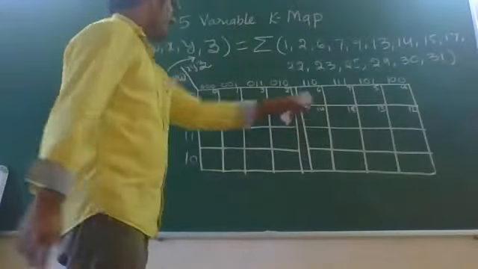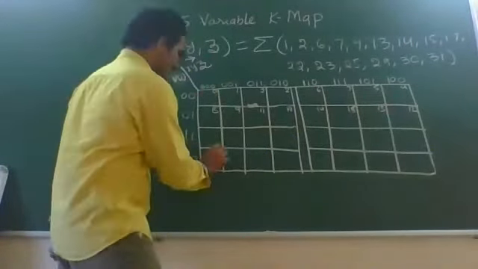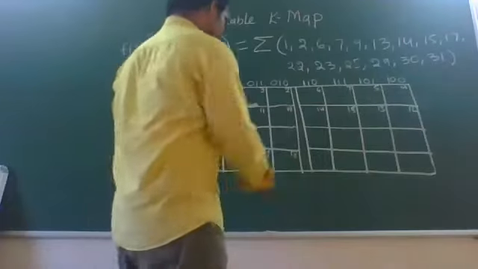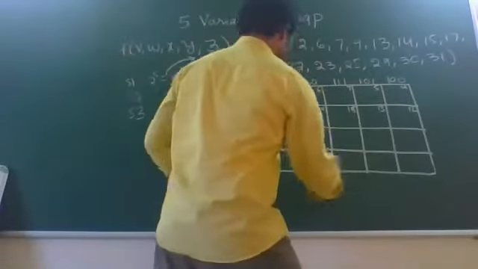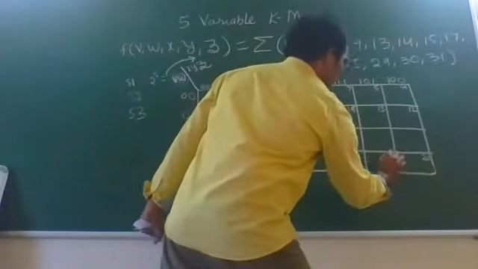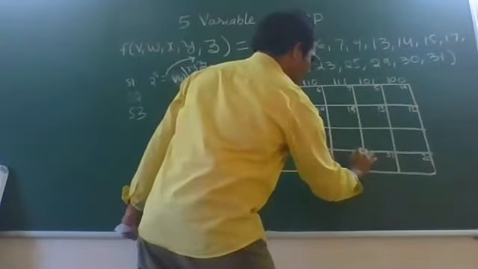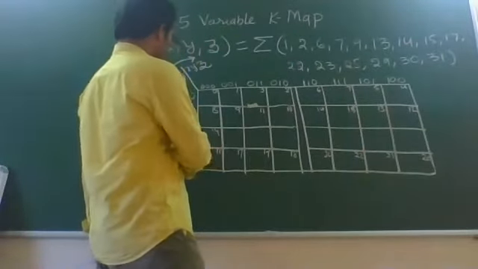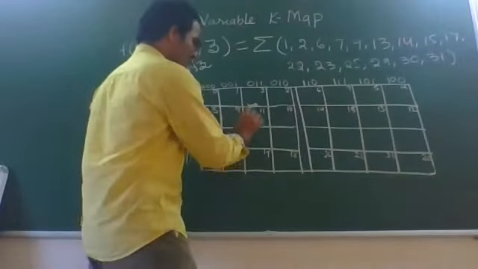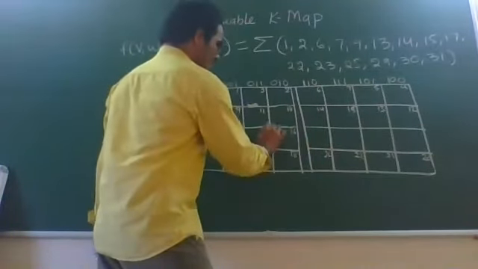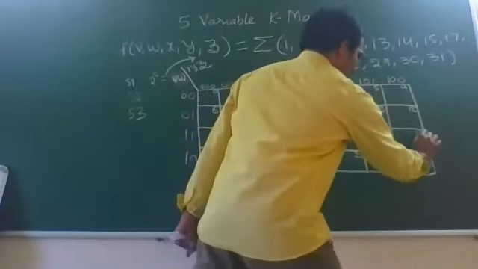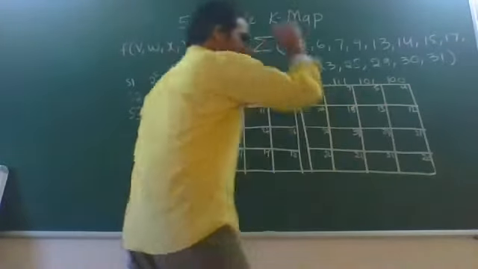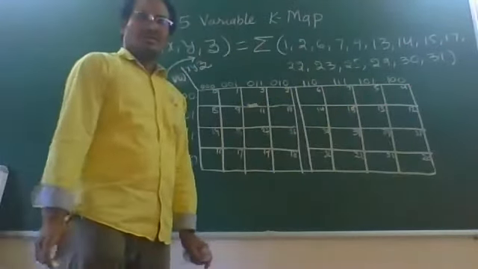Next, after 15 it is 16. 1 0 0 0 0 is 16, 17, 19, 18. Next, we have 20, 21, 22 and 23. Next, 1 1 0 0 is 24, 25, 26, 27, 28, 29, 30 and 31. So cell numbers are given.